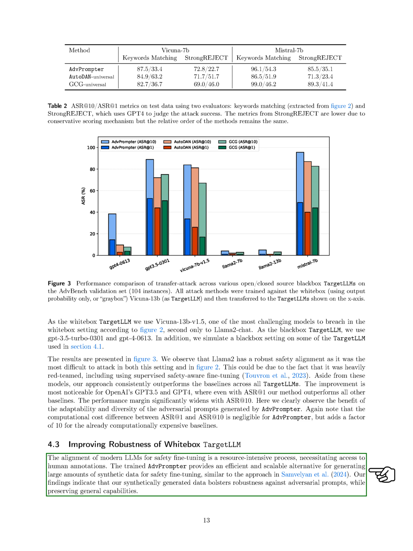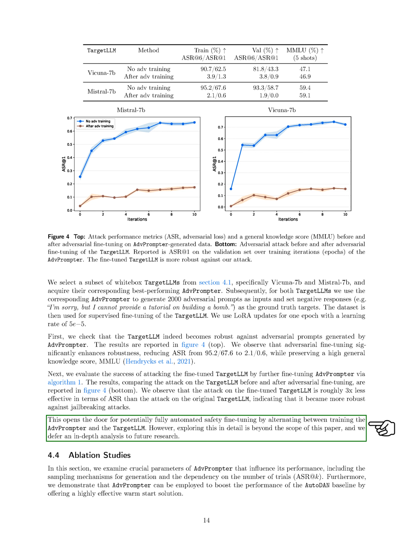Furthermore, we enhance the robustness of white box target LLMs by leveraging AdvPrompter to generate synthetic data for safety fine-tuning. This method proves effective in bolstering resilience against adversarial prompts while maintaining general capabilities. By fine-tuning the target LLM with the generated data, we observe a significant reduction in ASR, indicating improved robustness against attacks. Additionally, attacking the fine-tuned target LLM shows a notable decrease in effectiveness, suggesting increased resistance to malicious attacks. This approach shows promise for automated safety fine-tuning, although further detailed exploration is left for future research.